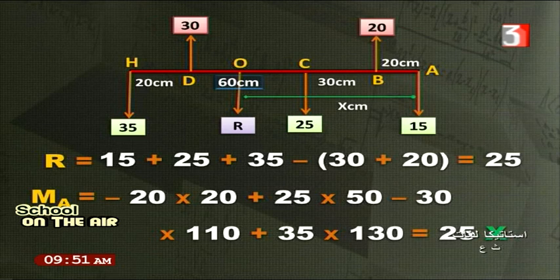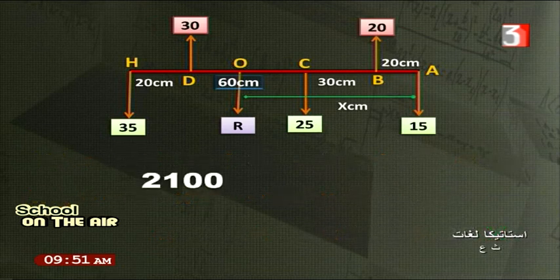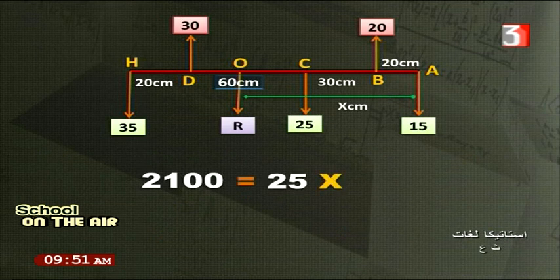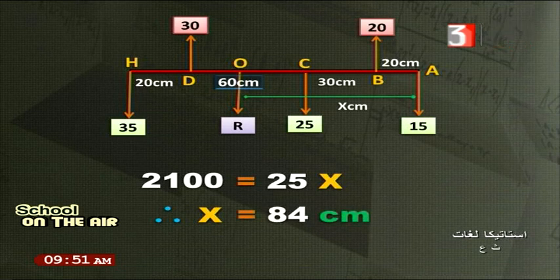Then we calculate the left hand side. We reduce that. 2100 equals 25x. Dividing each term by 25, therefore x equals 84 centimeters. Then the resultant equals 25 and acts at a distance of 84 from the point A. This is a very important example, we may find the value of x, or the value of R, by using the moment about the point A.